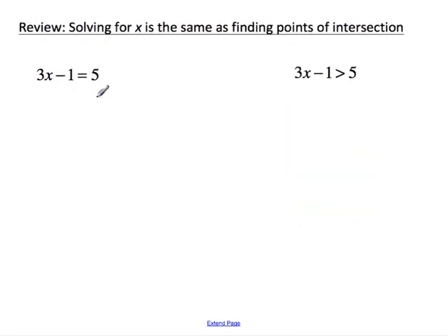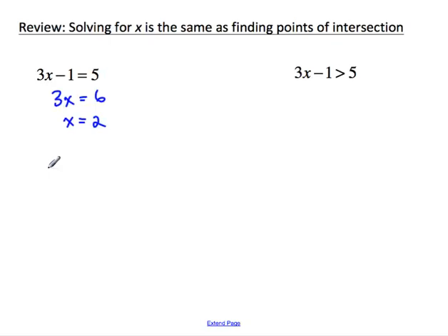Now before we get to the quadratic inequalities, let's do one more thing and review how solving for x is the same as finding points of intersection. If you were given this simple linear equation, 3x minus 1 is equal to 5, and asked to solve, you'd add 1 to both sides, getting 3x is equal to 6, and divide both sides by 3, getting your solution, which is x is equal to 2.